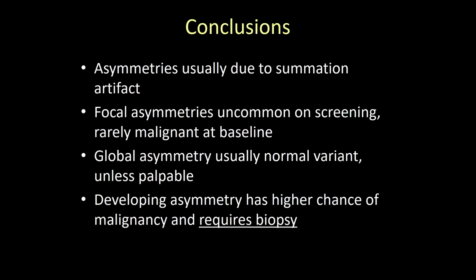So to summarize in the last few minutes, asymmetries, as we know, are usually due to summation artifact. Focal asymmetries are uncommon on screening and rarely malignant at baseline. A global asymmetry is usually a normal variant unless it's palpable. Developing asymmetry has a higher chance of malignancy, and it requires biopsy unless you find a definitive benign ultrasound correlate.